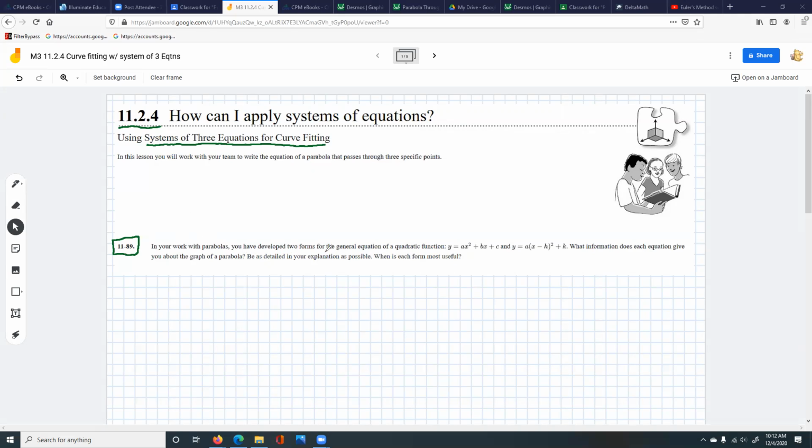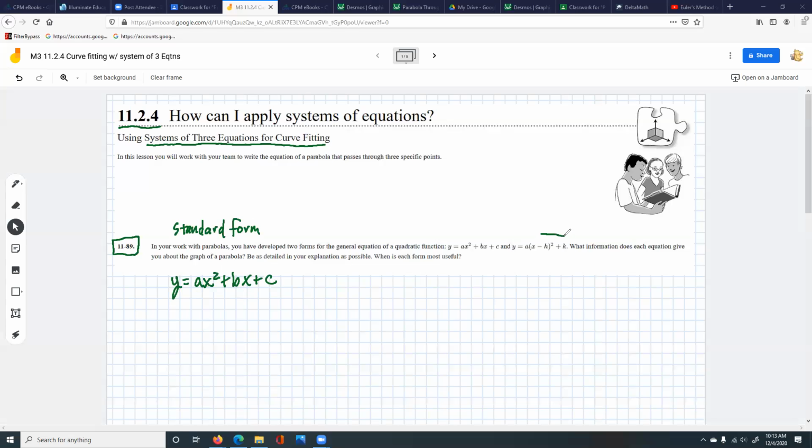So in your work with parabolas, we have developed 2 equations. Let's go ahead and write this down for 89. Y equals ax squared plus bx plus c, right? That is standard form of a parabola or quadratic equation. Standard form is y equals ax squared plus bx plus c.